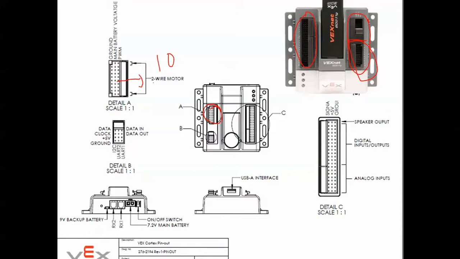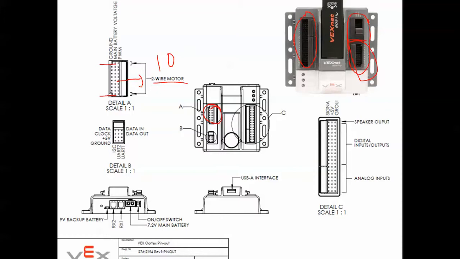Two types of motors will be there: two wire motors and three wire motors. In this case we are going to use 2 wire motors here and here, and on the remaining ports we can use the 3 wire motors. Totally it comes up to 10.